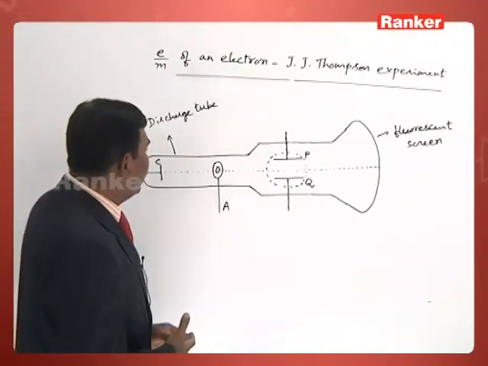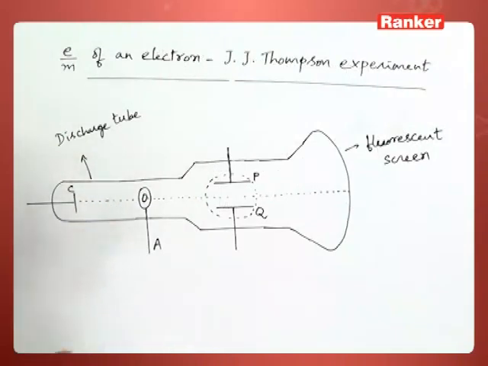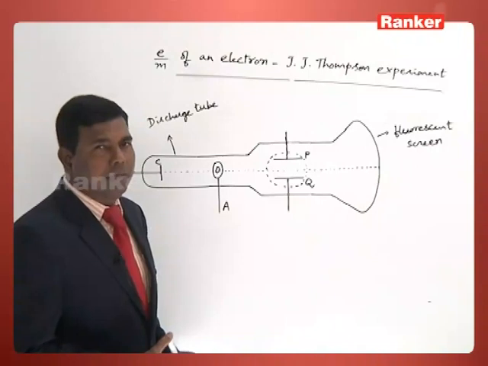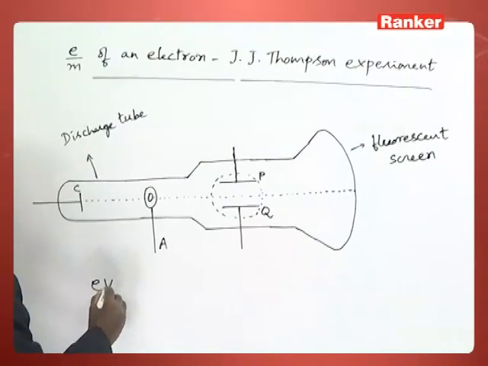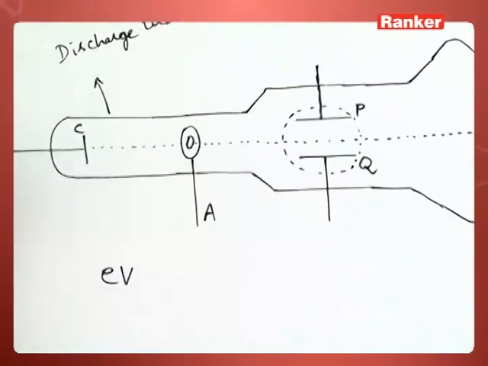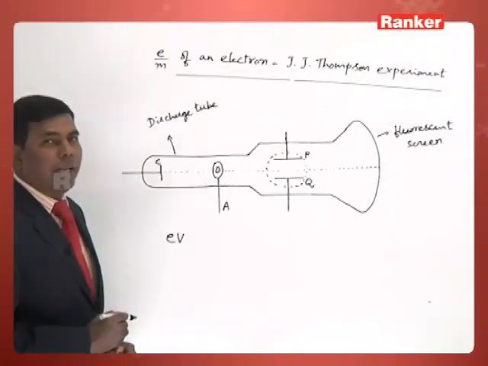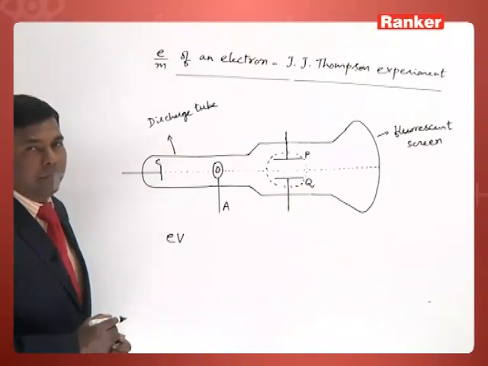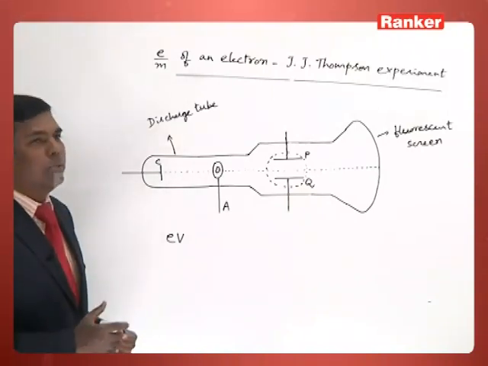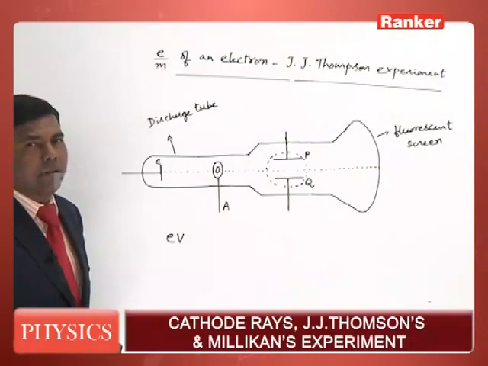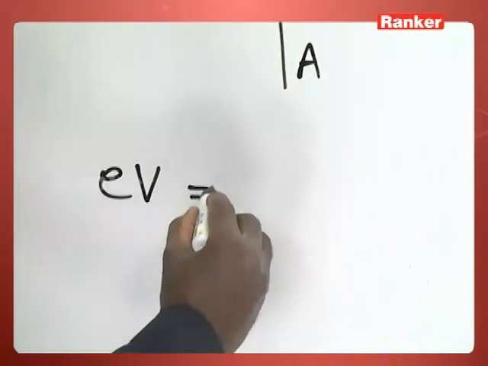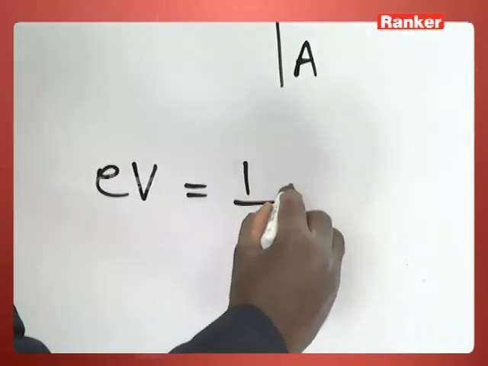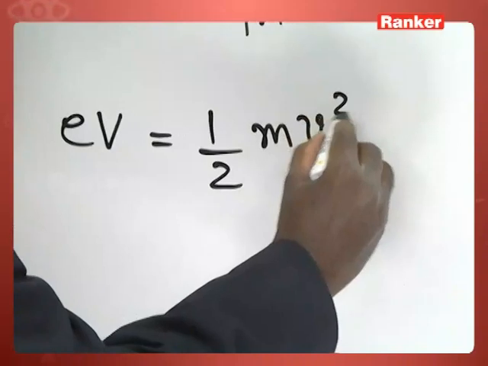First, when you apply an electric potential to the electron, work is done on it. The work done is equal to eV. Here e stands for the charge of the electron and V for the applied electric potential. This work done is used to increase the kinetic energy of the electron. Therefore, this work done can be equated to the kinetic energy of the electron, that is 1 by 2 mv square.